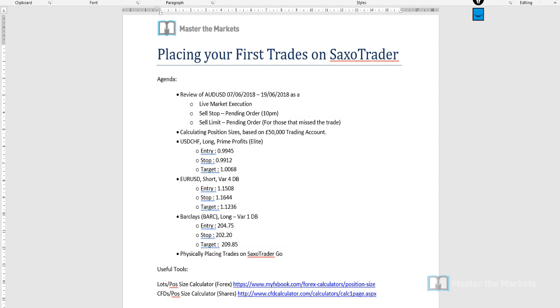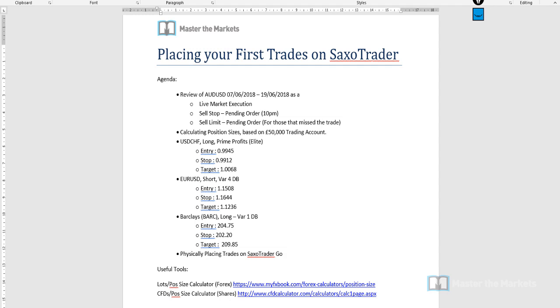Then we've also got a sample of a dynamic breakout, which of course you've learned on the Traders Basecamp, which is the euro dollar just there. And then I've also thrown in a stock trade just as well on Barclays, variation 1 dynamic breakout. I'm going to show you how to position size on that as well, and how then of course we physically place all of these trades on the SaxoTrader Go trading platform. So think of this as a step-by-step guide as to what you do in what order.